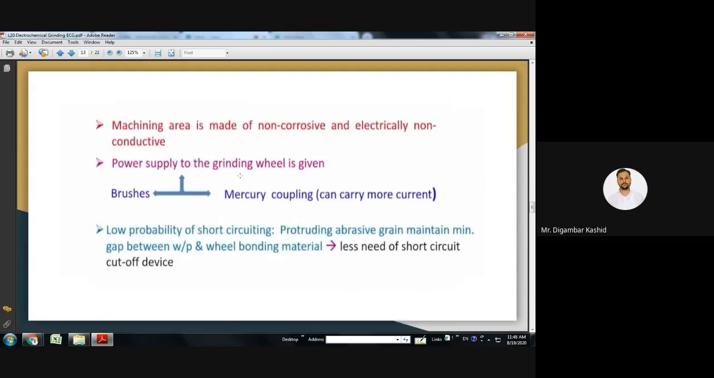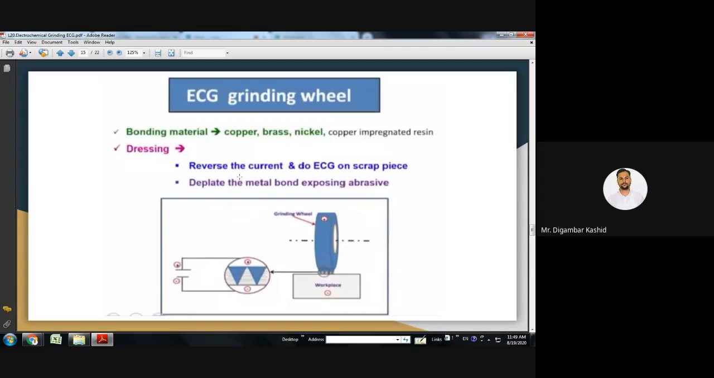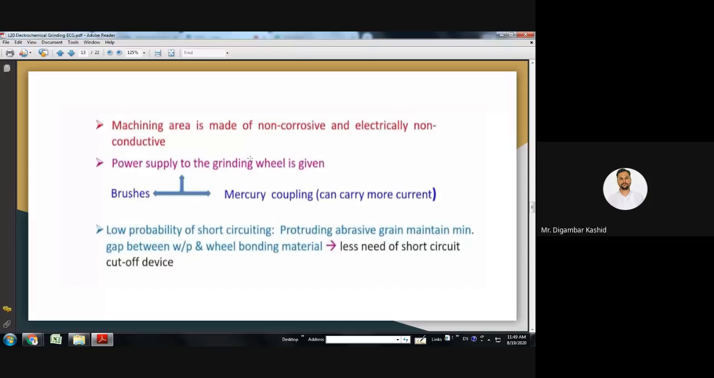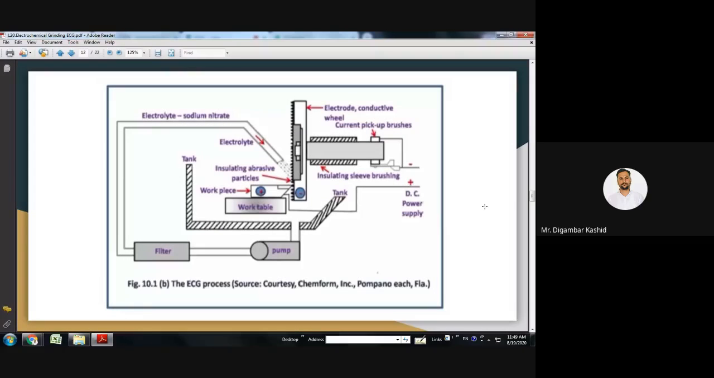So that operation and the remaining part, the process parameters or characteristics, we'll continue in the next lecture. So draw this diagram. If you have not completed it, please complete it. I will take the attendance.